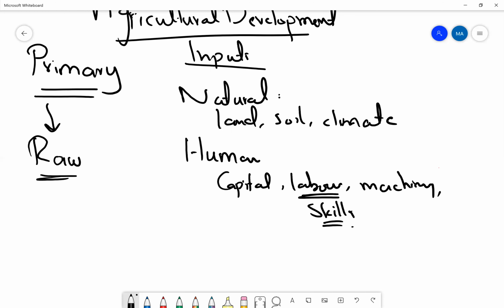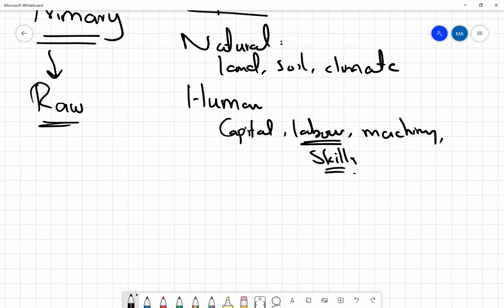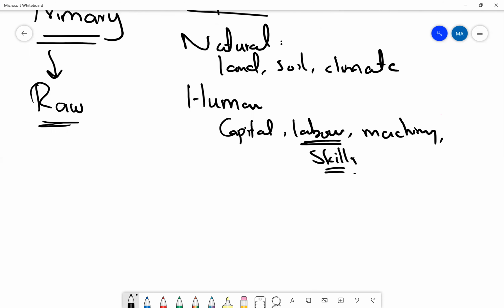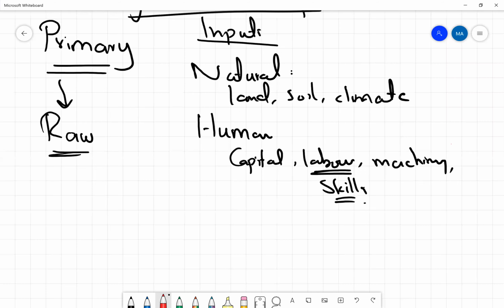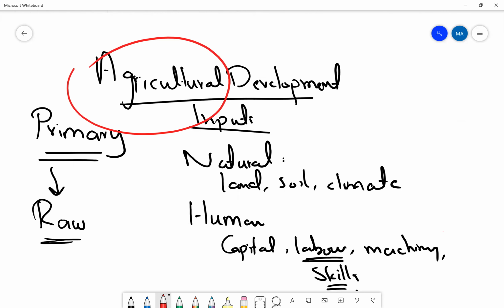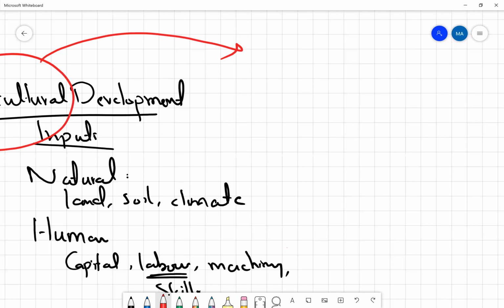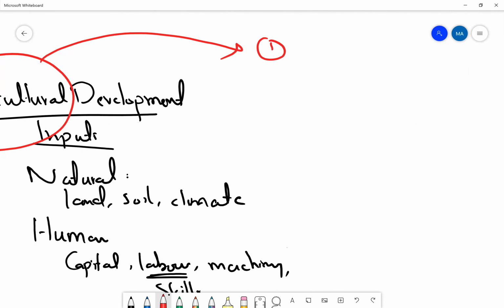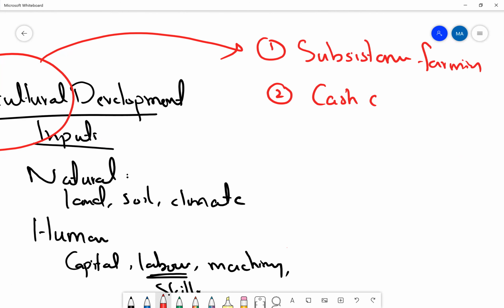All right, so now there are a further three types of farming. When we talk about agriculture, particularly the agricultural sector, there are a total of three types of agricultural practices in Pakistan. Number one, small scale subsistence farming. Number two is the cash crop farming. And number three, it is the livestock farming.